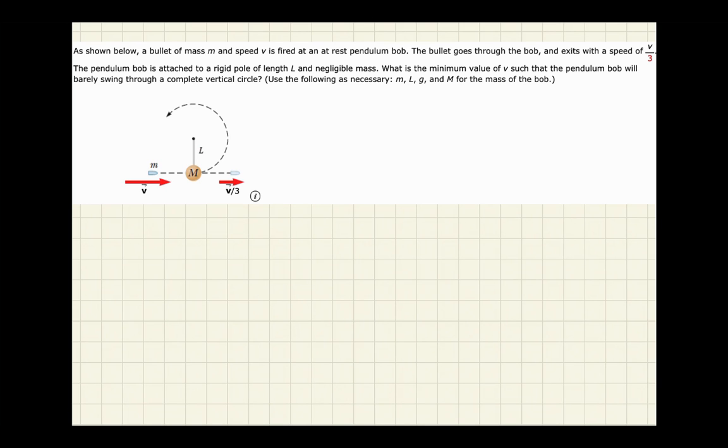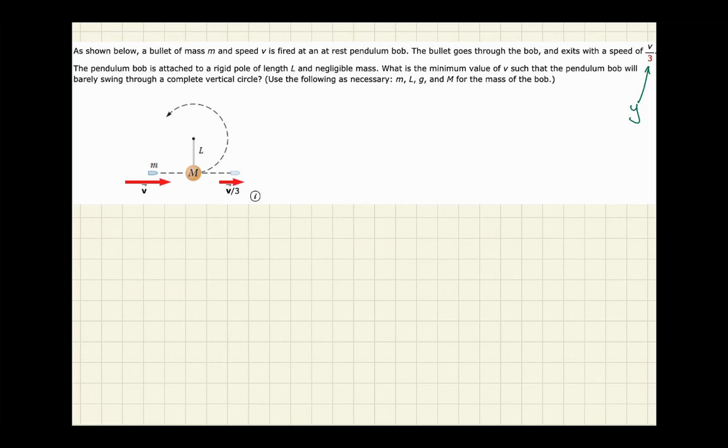Okay, last problem. And for this one, we have a bullet fired into an at-rest pendulum bob, goes all the way through the bob and exits with a speed of v over 3. I want to solve this in variable form, so that number 3 is a variable for all of you guys. Let's call it y. So that 3 is going to be a y in this case.